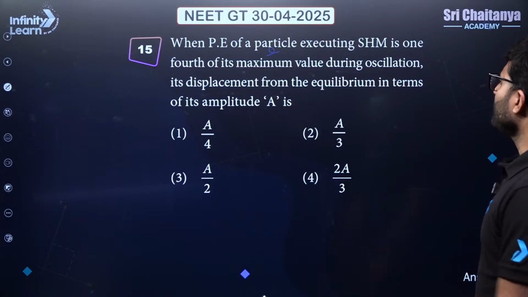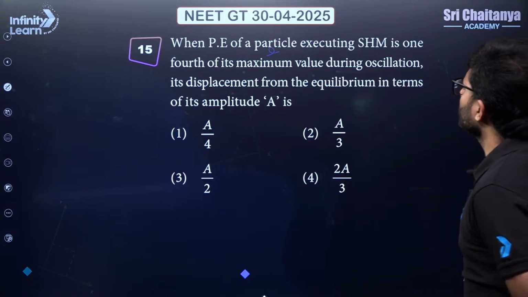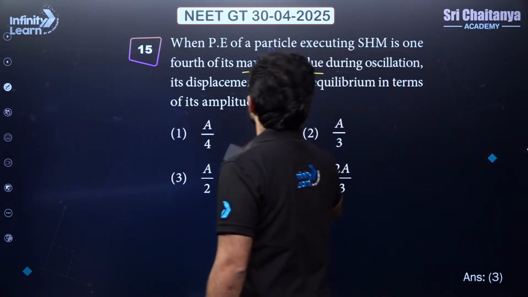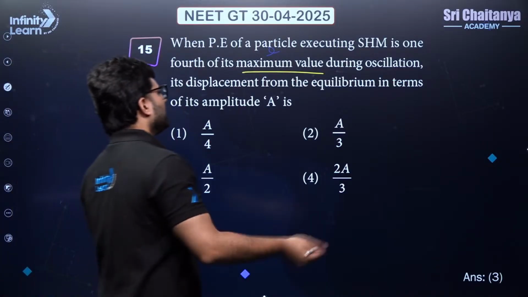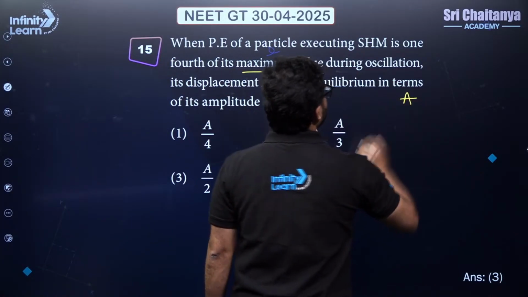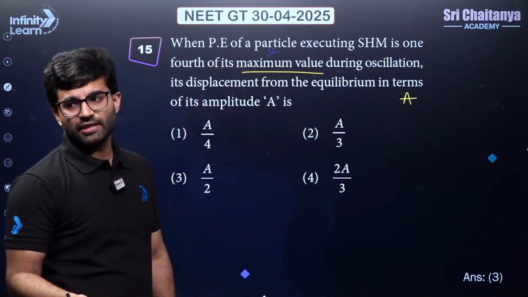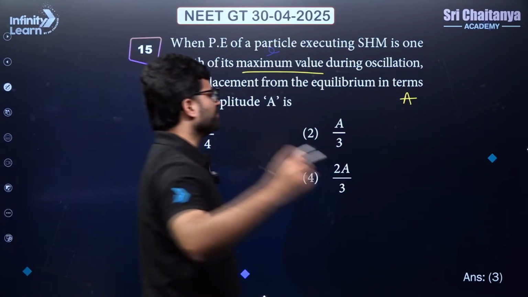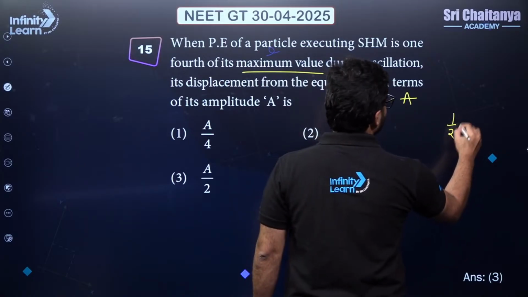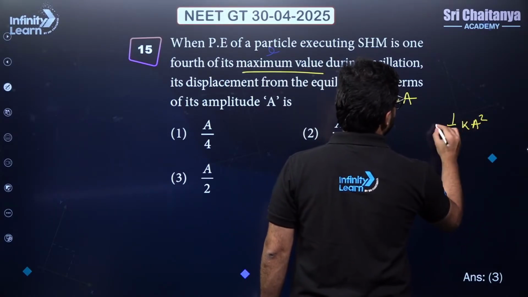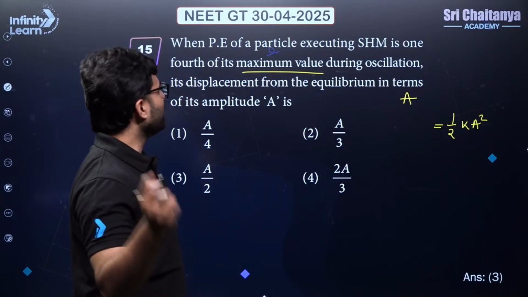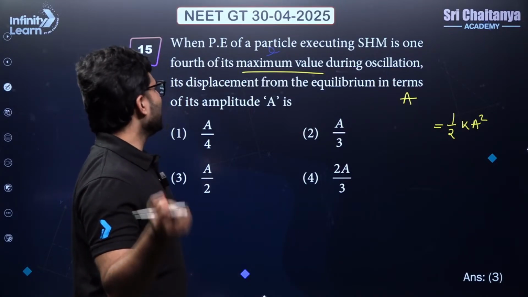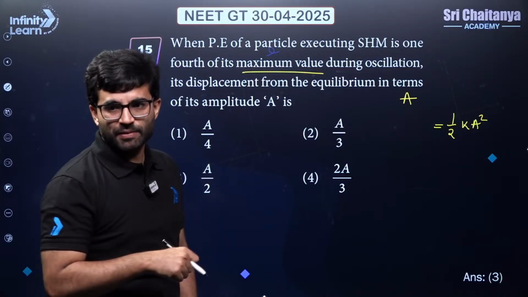When potential energy of a particle executing SHM is 1/4 of its maximum value, what is the concept here? Let's say the amplitude of this SHM is A. What is the maximum potential energy? It would be at the extreme position, and how much is that? Half K A square. That is my maximum potential energy. So it is saying that the potential energy is 1/4 of its maximum value.